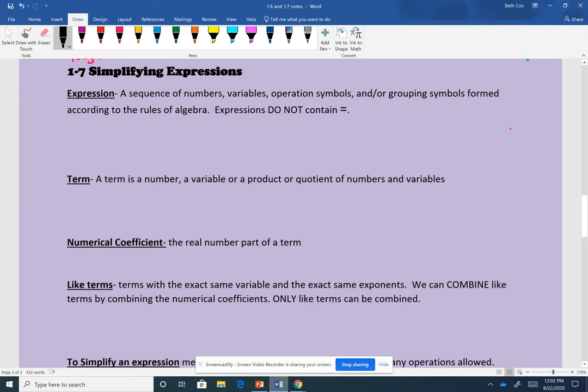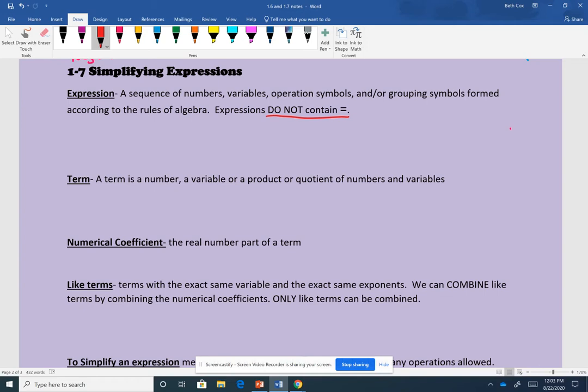Simplifying expressions. All right. So what is an expression? An expression is a sequence of numbers, variables, operation symbols, and/or grouping symbols formed according to the rules of algebra. Big deal here: expressions do not contain an equal sign. You will notice that I am not going to write an equal sign. Very important. Let me give you some examples of a couple of expressions.